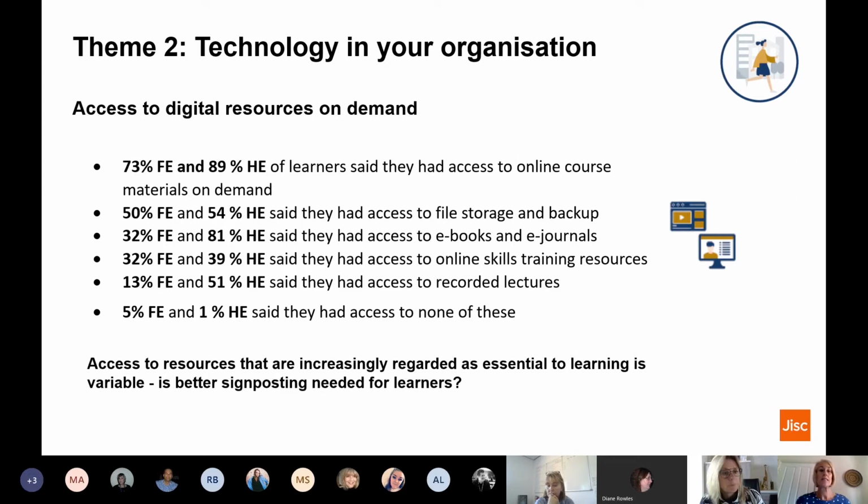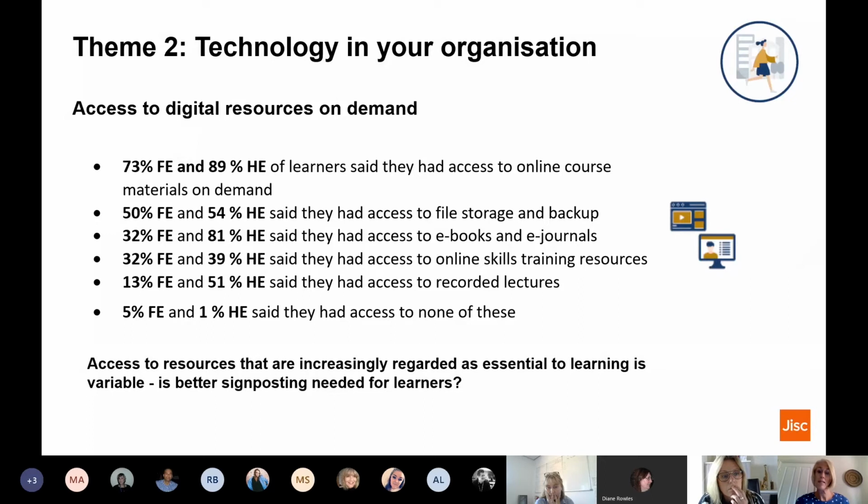Access to digital resources, and you can see here that there are some quite significant differences, particularly from the HE side around access to ebooks and e-journals, which is surprising considering that we at JISC have done a lot of work in promoting access to e-resources and e-journals within FE. So some of this may be learners' perceptions rather than actual, in that learners might not be signposted as clearly to where these types of resources sit. And particularly if we're thinking about induction, it's really important to ensure that students are aware where they can access the different types of supporting materials that they need.